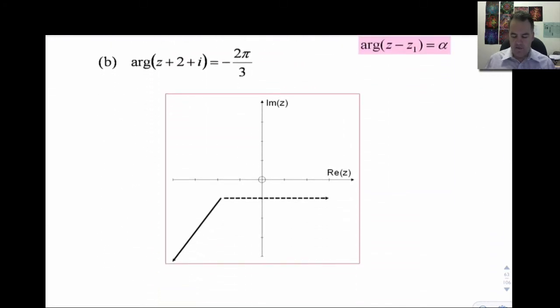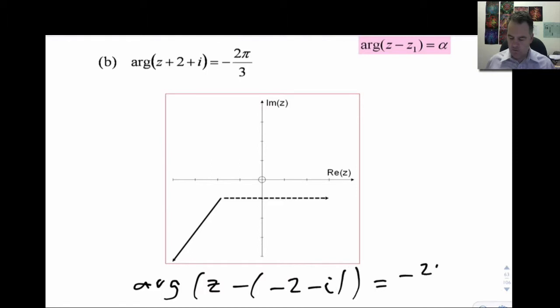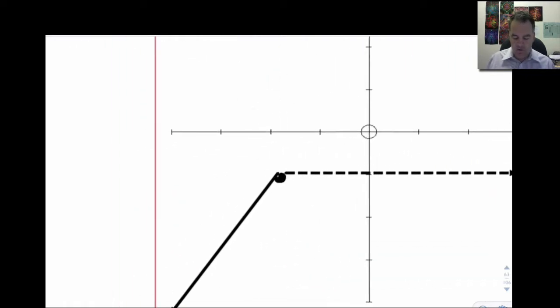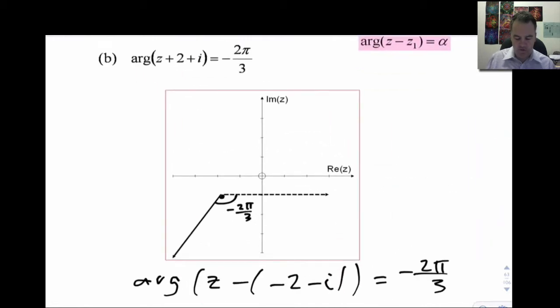Writing it in standard form, we'd have the argument of z minus (negative 2 minus i) equals negative 2 pi over 3. So the point that we're starting at here is negative 2 minus i, and the angle that it makes is negative 2 pi over 3, or negative 120 degrees. So the locus is this line going off down here, all the points on that line.